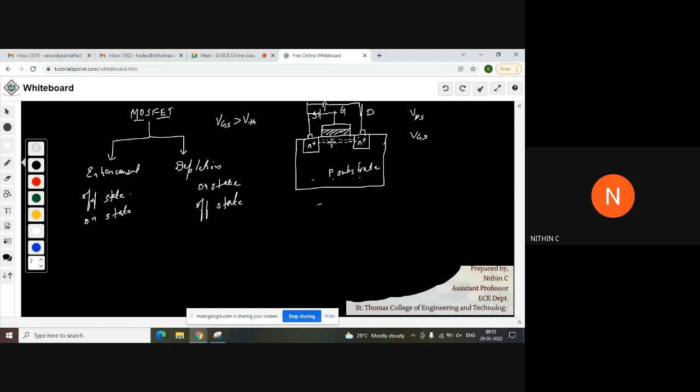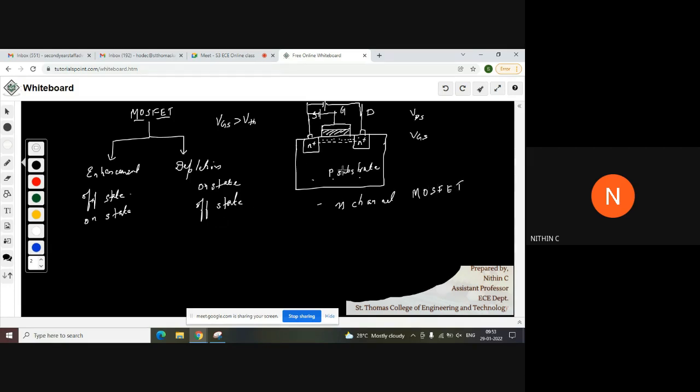In this example, whether it is a negative channel or a positive channel, tell me that first. Quickly. Yes, it's a negative channel. So this particular MOSFET is called an N channel MOSFET, and within N channel you can have enhancement or depletion MOSFET.